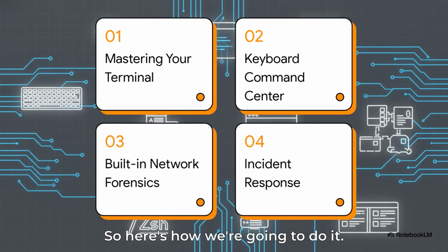So here's how we're going to do it. First, we're going to master the terminal. That's the real foundation of power on macOS. Then, we'll build out a keyboard command center to wrangle our local desktop. After that, we'll dig into the awesome network forensics tools that are already built into your Mac. And to finish, we'll put it all together in a real-world incident response. You'll see how it all clicks.